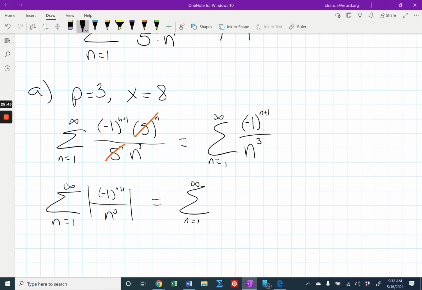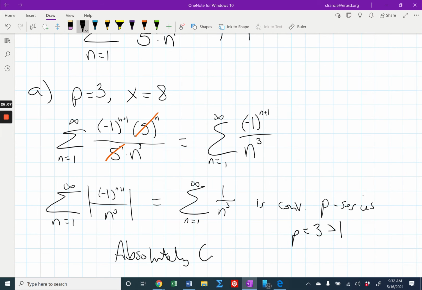You would still have more work to do. If I do it this way, I get a p series, and this is a convergent p series with p equal to 3, which is greater than 1. Okay, that means the series converges absolutely. Again, you should write a sentence. I'm going to be lazy and just write absolute convergence here.